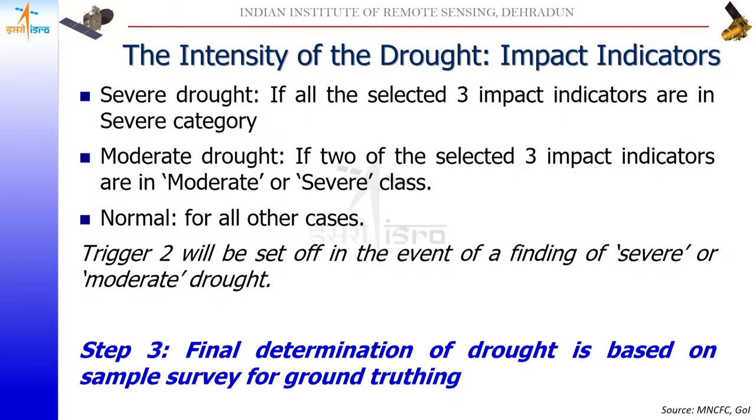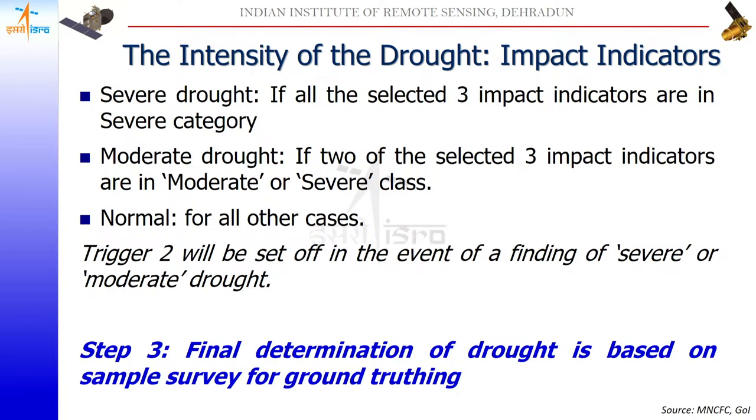So if I define the severe drought condition or severity in terms of the drought class, if all the selected 3 types of impact indicators are in the severe category, it is severe. If out of 3, 2 are in the severe category or moderate category, then it's classified as a moderate drought, and the other remaining conditions are defined as normal.